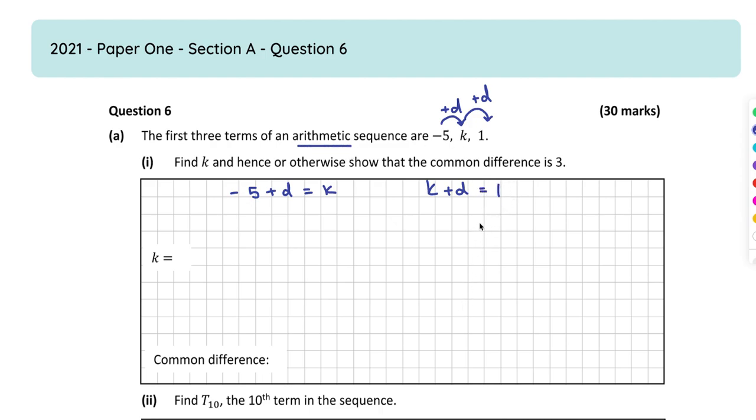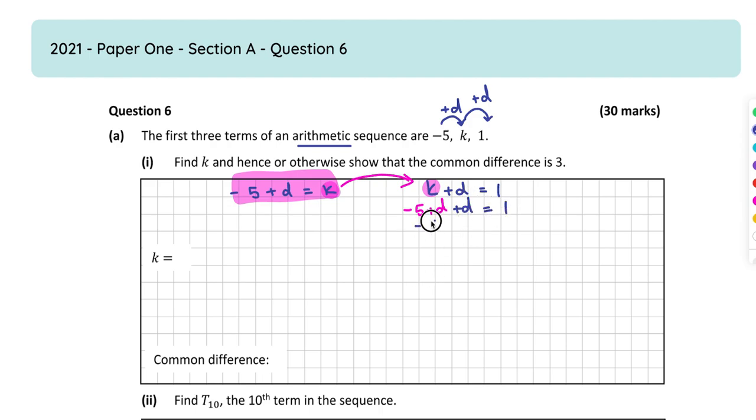Now, what can I do with this? Well, it's actually a little simultaneous equation, and I'm going to do it by substitution. Instead of saying k over here, let me replace it with this. I know what k is equal to actually, and I know it's in terms of d. So let me just make that swap. So I'm now going to say over here, minus 5 plus d is equal to 1.